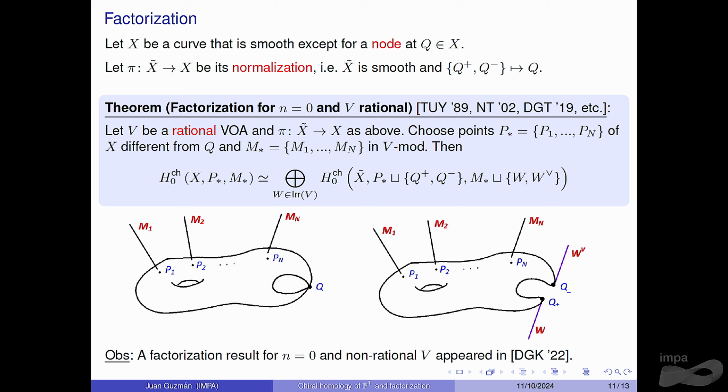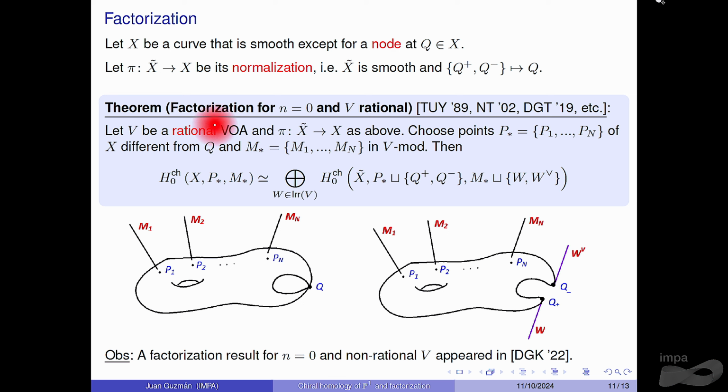irreducible module for the VOA at 0, and then its dual at infinity, or well, Q plus and Q minus. And you then grab the sum over all of the irreducibles of the VOA. So that gives you like a formula to compute the chiral homology in this nodal curve with respect to the chiral homology of a smooth curve, which is something that we've been working on very well. Okay, so this has been a theorem for a very long time for rational VOAs and for H0.